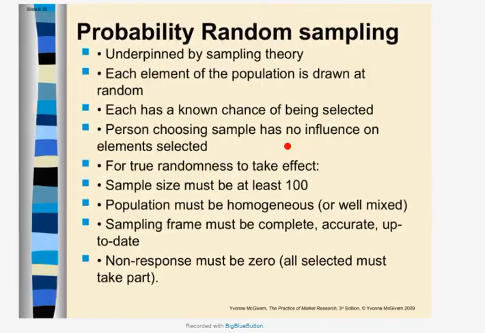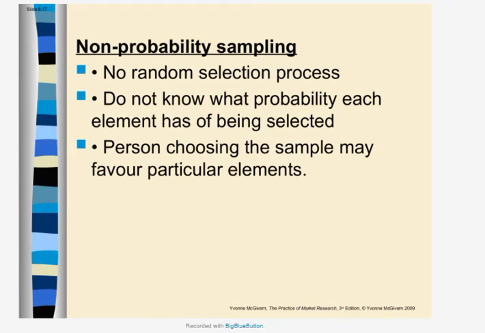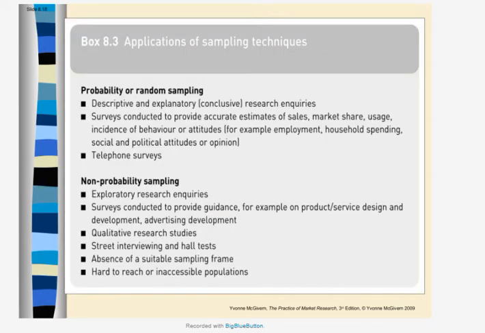تمام؟ طيب ده بالنسبة للprobability random sample. تمام؟ لكن النون probability بقى مش random، مش عينة عشوائية ولا حاجة. تمام؟ ما فيهاش probability. The person choosing the sample may favor particular elements، بيختارها بشكل متعمد. فده الفرق بين الراندوم والprobability والنون probability.